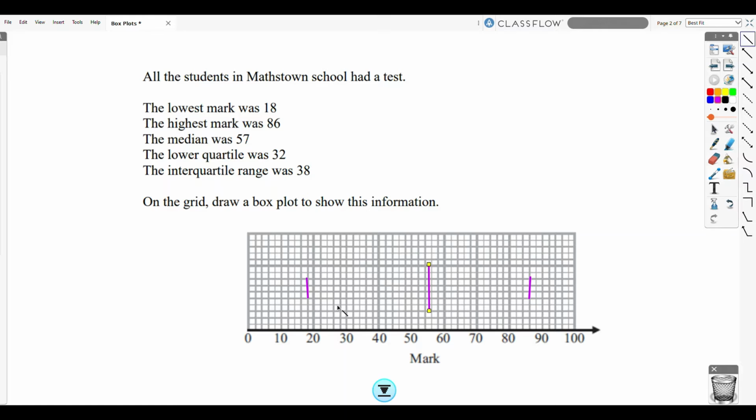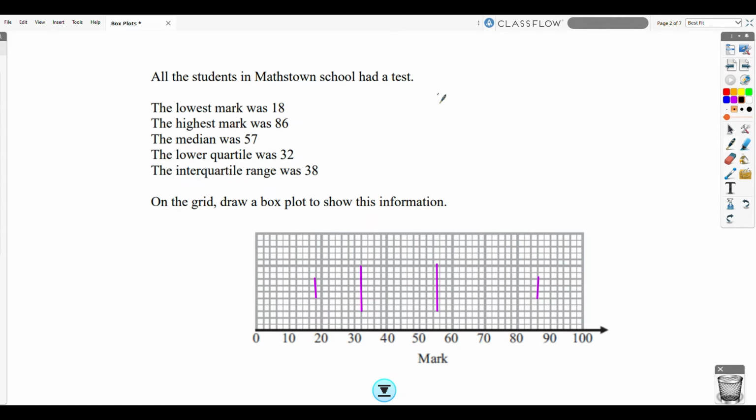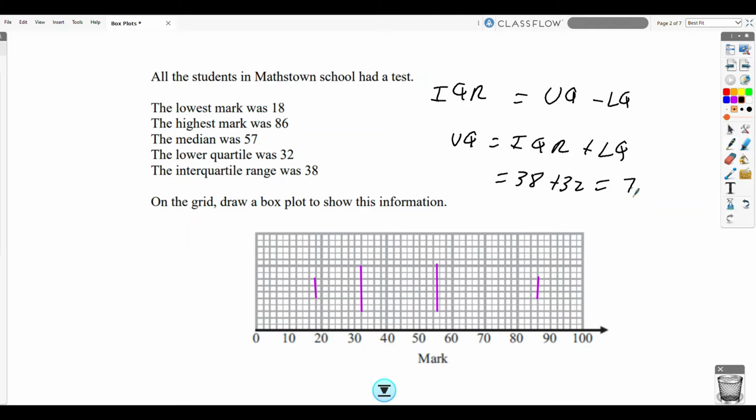The lower quartile is at 32. So 32 is over here. And then the upper quartile, we're actually not given the upper quartile, but we're given the interquartile range. So if you know the IQR is upper quartile take away lower quartile, the upper quartile should be the IQR plus the lower quartile. So in this case it's 38 plus 32, which is 70. So we're going to sketch that line at 70.